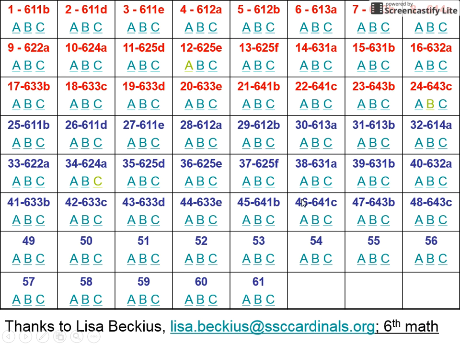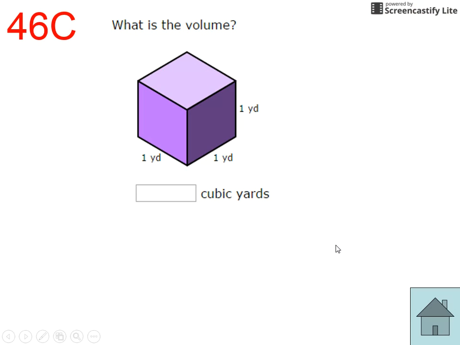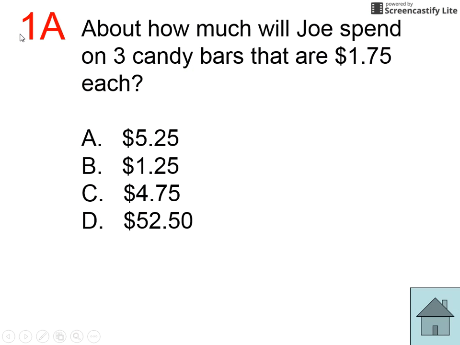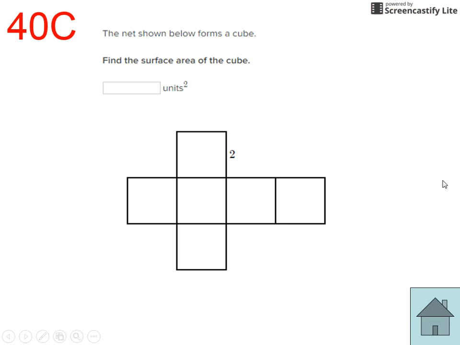Next is 40C. I'm sorry, I put 46C. Let me go back. Okay, 40C. 40C says the net shown below forms a cube. Find the surface area of this cube. Go ahead and pause the video now.